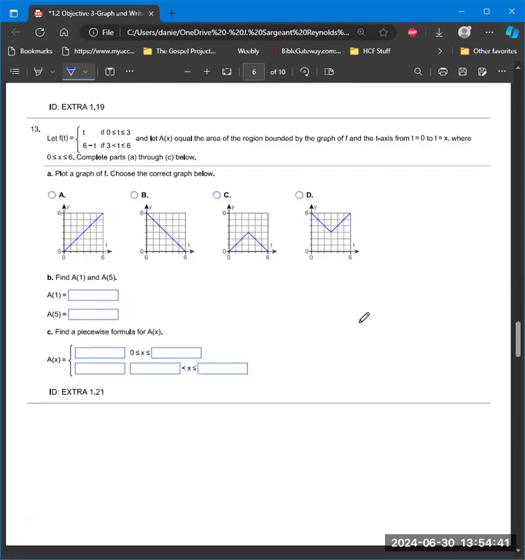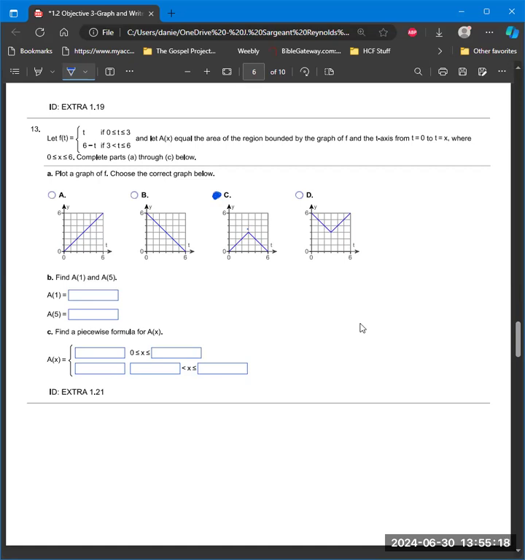All right, this one has a little extra zing to it. It's one of the extra problems. So between 0 and 3, we have f of t equals t, which is going to go up and to the right. And then 6 minus t, that's going to go down and to the right. So I have to have both pieces, so up and to the right and then down and to the right. That's C.